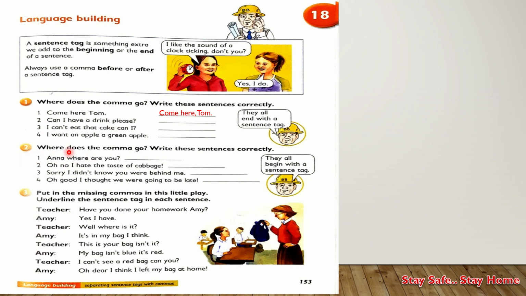In exercise number two, where does the comma go? Same thing. Write these sentences correctly. It's exactly the same thing that we've done in exercise number one, so we will do the same in exercise number two. No need to give you an example of it.